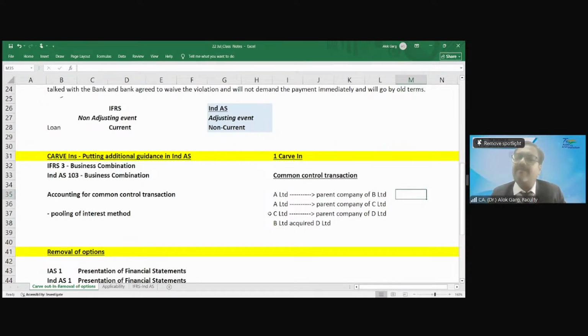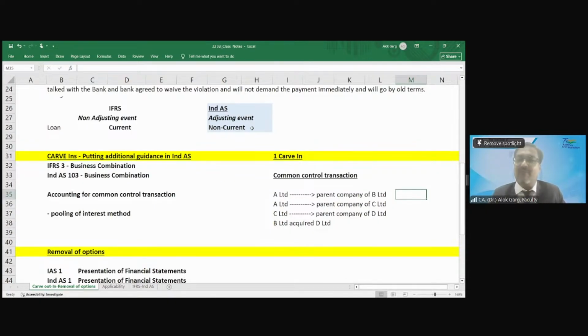So tell me, in this transaction the father had changed, but whether the grandfather had changed? Earlier, when D was the subsidiary of C, A was the grandfather. But now when D becomes the subsidiary of B, still A is the grandfather. So the grandfather is the same. The father had changed, but the grandfather has not changed. So this is the meaning of common control transaction, right?